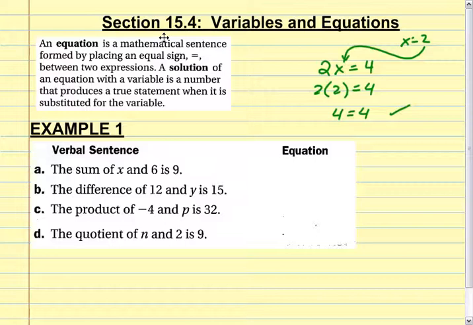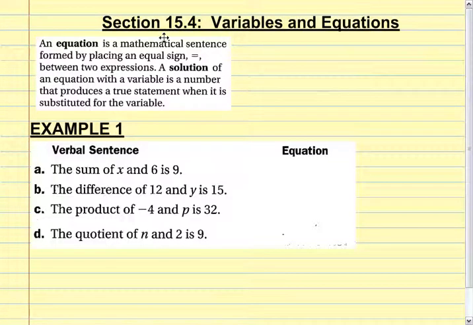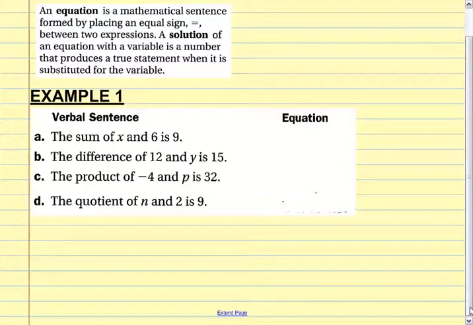Let me show you this. What if I plug in 3? If I say 2 times 3 is equal to 4. Well, 2 times 3 is 6 equals 4. Is this true? Does 6 equal 4? No, that's not true. That means that 3 is not a solution because it didn't give us a true statement. It gave us a false statement. Okay. Now, the first thing that we're going to practice on this first example is writing an equation from words. Okay?